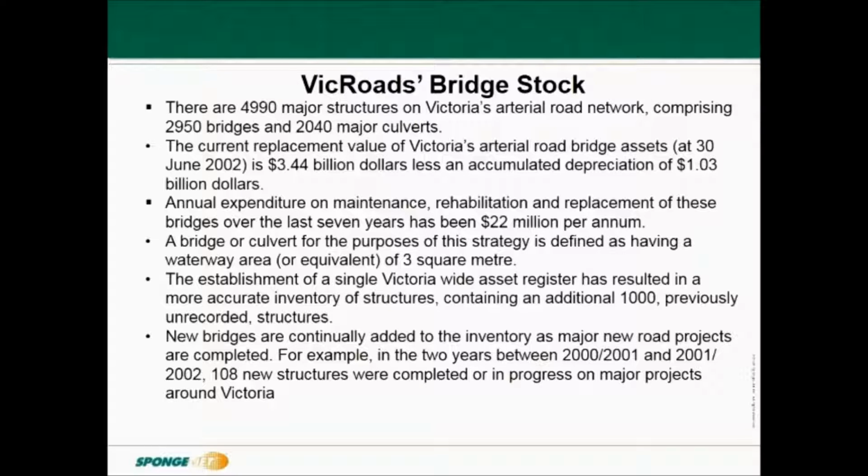There's 4,990 major structures on Victoria's arterial road network. The value is $3.44 billion, and rehabilitation on these bridges over the 7-year period has been $22 million per annum. New bridges are continually added to the inventory as major new road projects are completed. For example, in the last 2-year period, 108 new structures have been completed or in progress on major projects around Victoria.